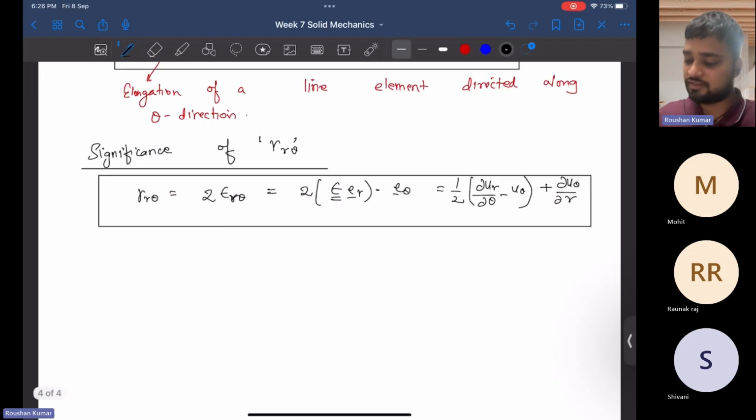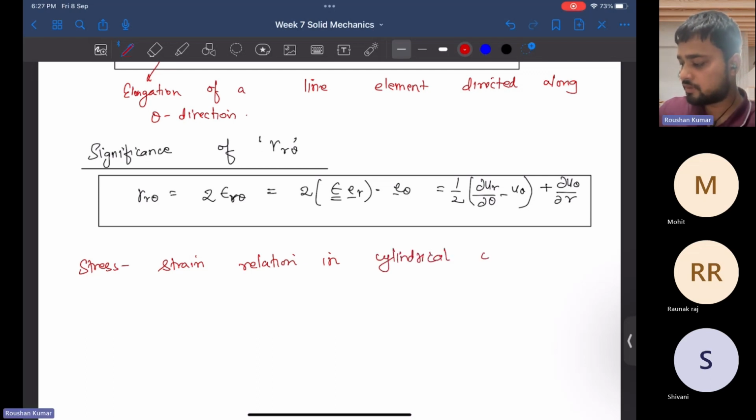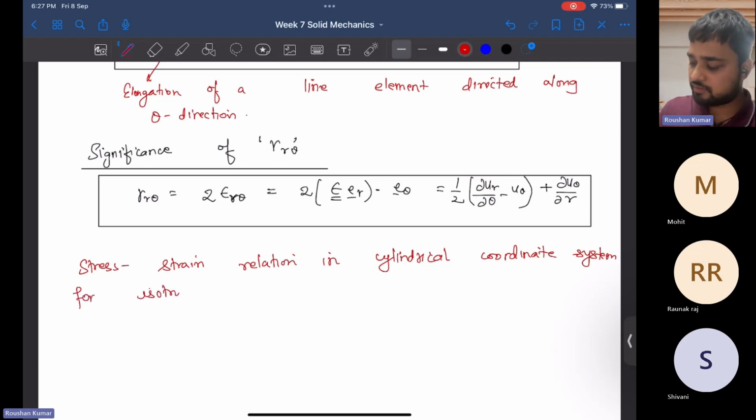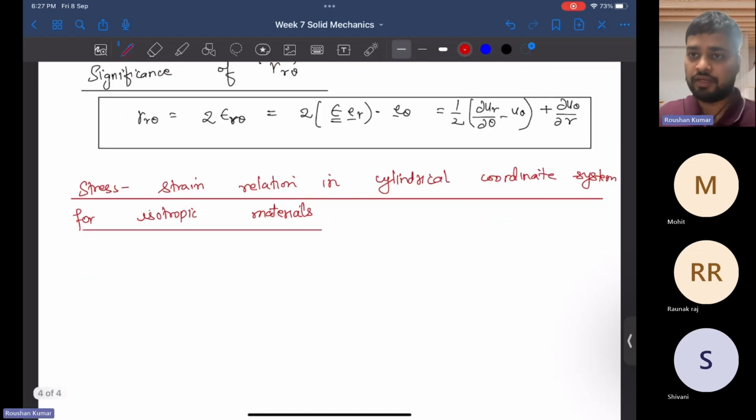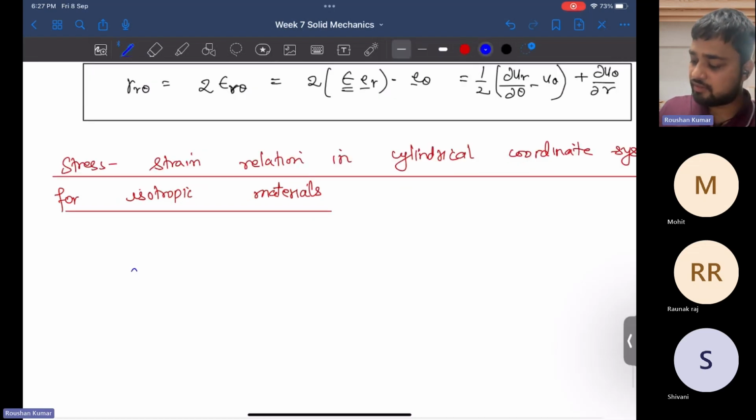The next thing that we have to discuss here is relating strain and stress in the cylindrical coordinate system, that is the stress strain relation, which is also a constitutive relation. So, the stress strain relation in the cylindrical coordinate system for isotropic materials. Here we write the strain in terms of stress. The first one is epsilon theta theta, that is the circumferential strain.